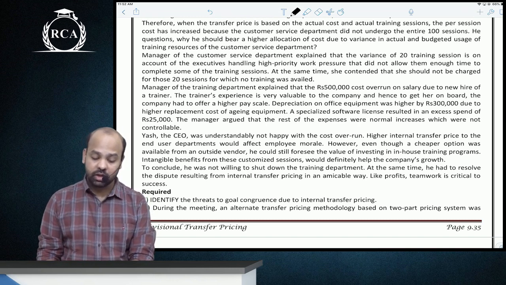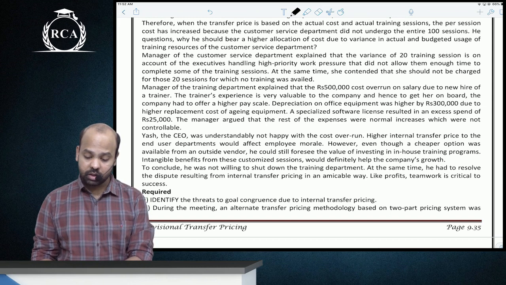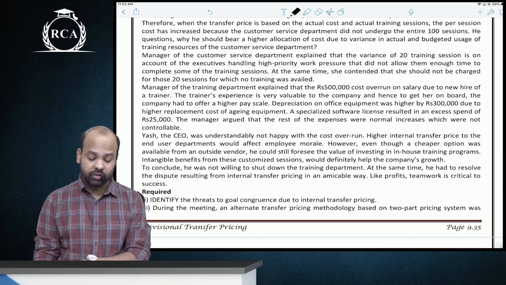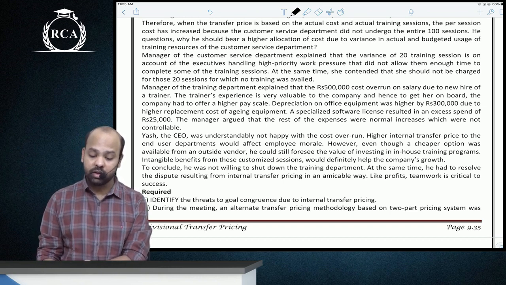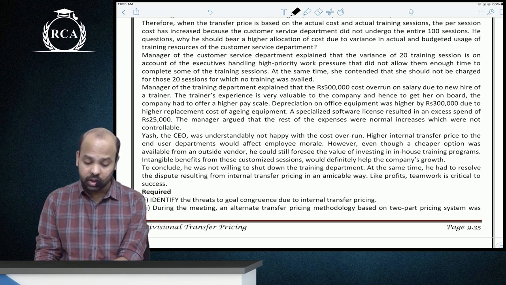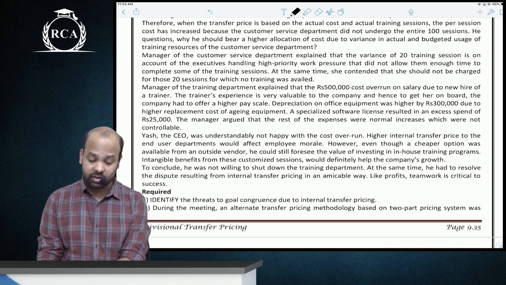Yash, the CEO, was understandably not happy with the cost overrun. Higher internal transfer to the end user departments would affect employee morale. However, even though a cheaper option was available from the outside vendor, he could still foresee the value of investing in in-house training programs. Intangible benefits from these customized sessions would definitely help the company's growth.